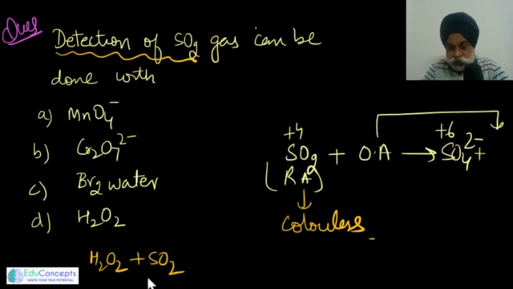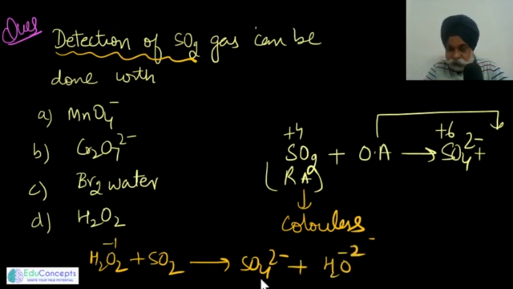SO2 is also colorless. And if it changes to sulfate ion, which is also colorless, and this goes from -1 to -2 in water, this also is colorless. So H2O2 would not be able to show you any sort of color change. If you are not able to see any color change, we would not be able to detect it. So are you getting my point?